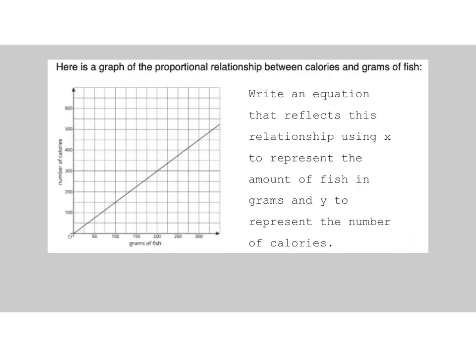Okay, here's the same graph. I want you guys to write an equation that reflects this relationship using x to represent the amount of fish and y to represent the amount of calories, okay? The big chunk of it is done already for you, all right? And remember, it's going to be in y equals mx plus b format, okay?